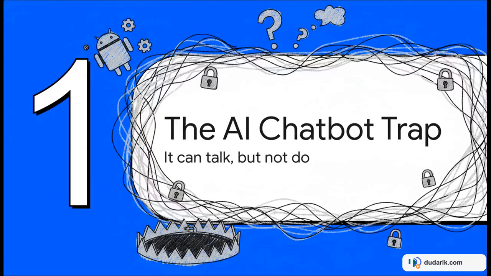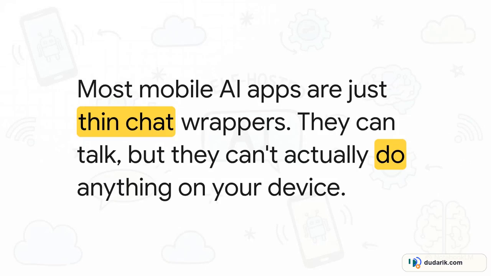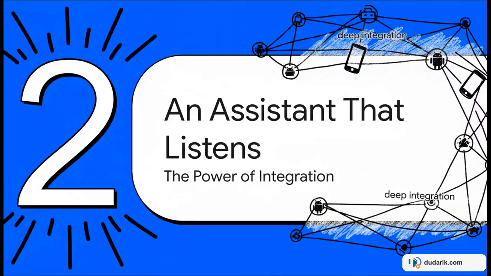And it's a trap that, honestly, most of us have fallen into without even realizing it. So here's the deal. Most of these AI apps are just, well, they're thin chat wrappers. Think of it like a pretty window that looks out onto a powerful AI somewhere in the cloud. They look nice, they can talk to you, they can write stuff, but they can't actually reach through the window and do anything in the room with you. They're totally disconnected from your phone itself. So how do we break out of this trap? Well, OpenClaw Assistant has a couple of superpowers up its sleeve. And the first one is all about truly listening through some seriously deep integrations.